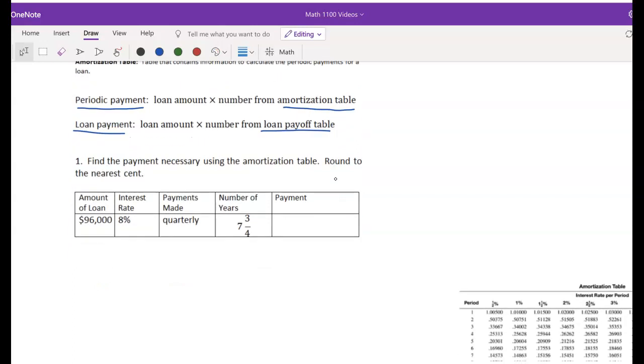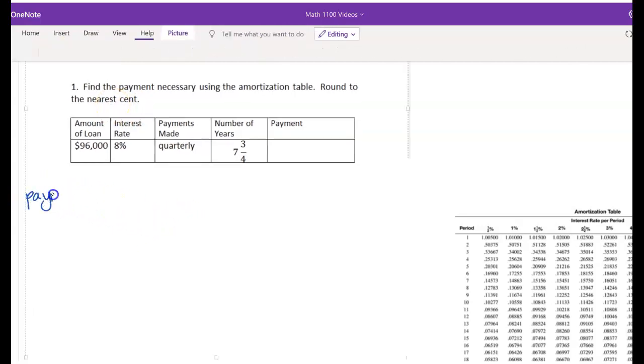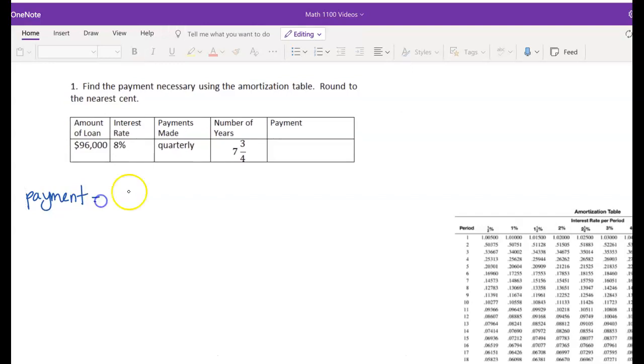Let's try number one. Find the necessary payment using the amortization table. I have it over here to the side. Round to the nearest cent. So to find that payment, we're going to take the loan amount, which is $96,000, and we're going to look in this table. If you remember from a previous chapter, to look in this table, we needed to calculate the I and the N value. We're going to do that just the same.